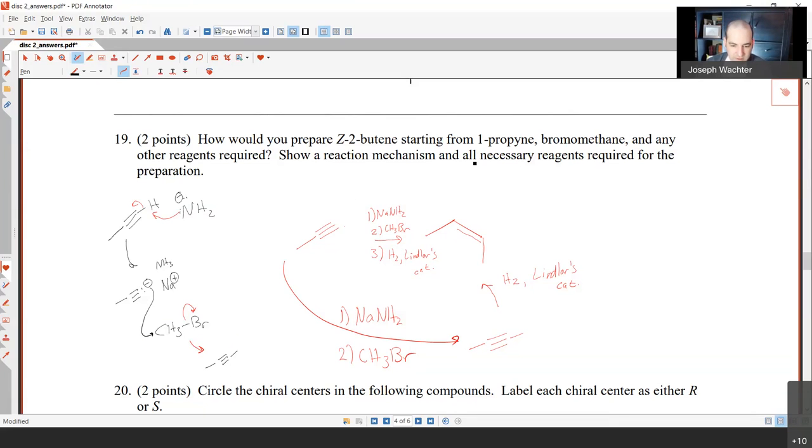I would have been more specific to only draw the reaction mechanism for that first part, because we don't draw the mechanisms for those metal catalyzed ones. We're not going to do that in this class. So that's where I would leave that. And hopefully on the exam on Wednesday, I'll be more specific. Any questions on that?